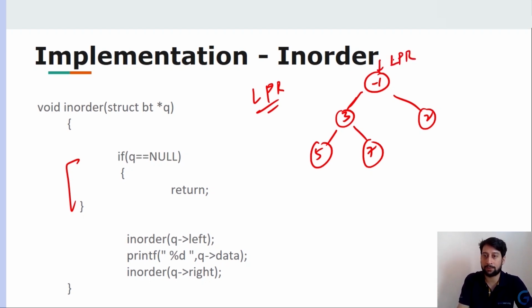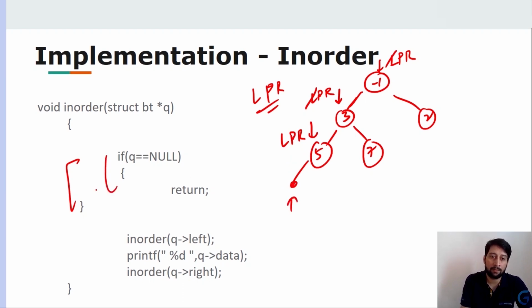So is Q null? Absolutely not. Go on to the left. We went to the left, right? And we again called this function L, P, and R. So is Q null? No, absolutely not. Go on to the left. We went on to the left, P, and R. Go on to the left. Again, is Q null? No. Go on to the left. We went on to the left.